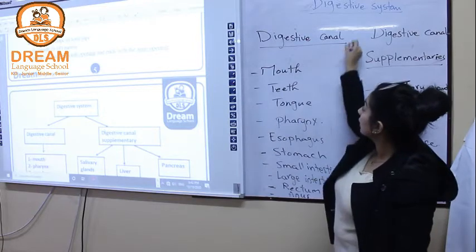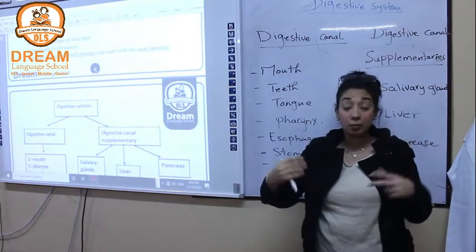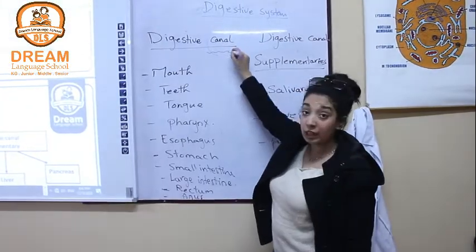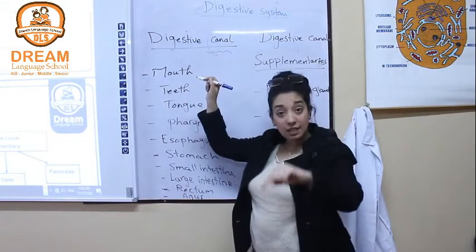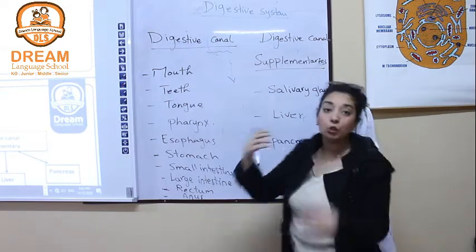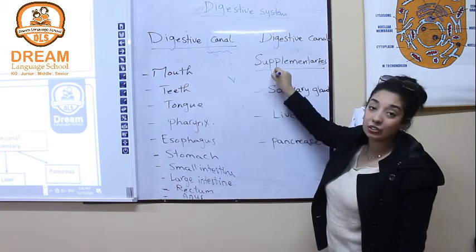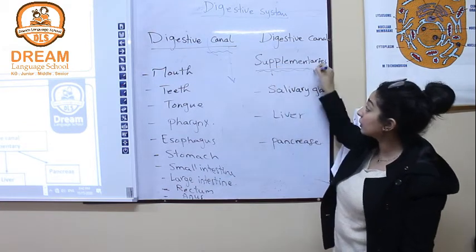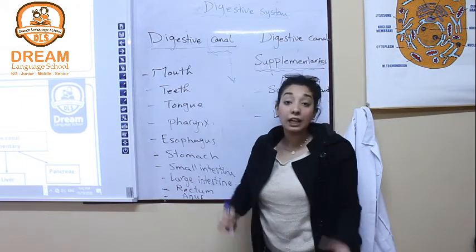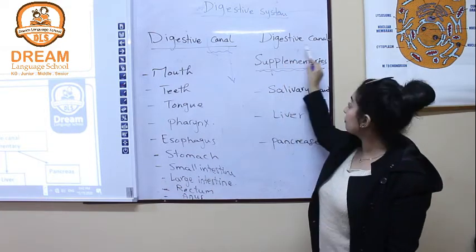As the doctor needs an assistant to help him in the surgery, to make him faster and finish his work, so also the food needs assistants. The canal needs assistance to digest the food faster. So these assistants are called supplementaries. The supplementaries are the assistants that help the digestive canal digest the food faster. So they are called digestive canal supplementary.